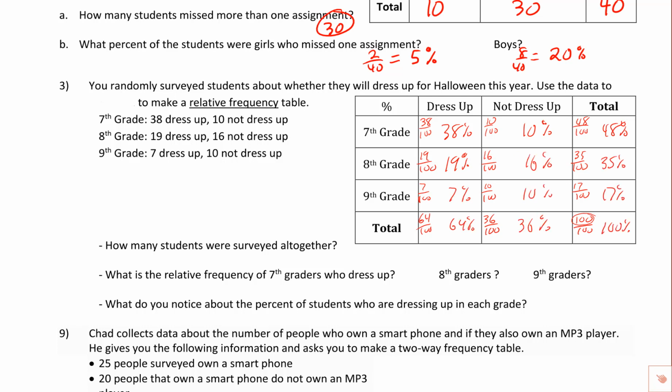Let's go ahead and answer the questions. It says, how many students were surveyed altogether? Well, that's a question about how many students, and this is what made this easy. The fact that there were 100 were surveyed.